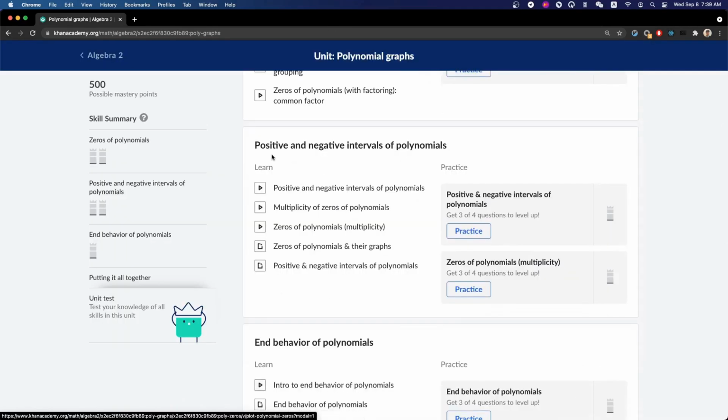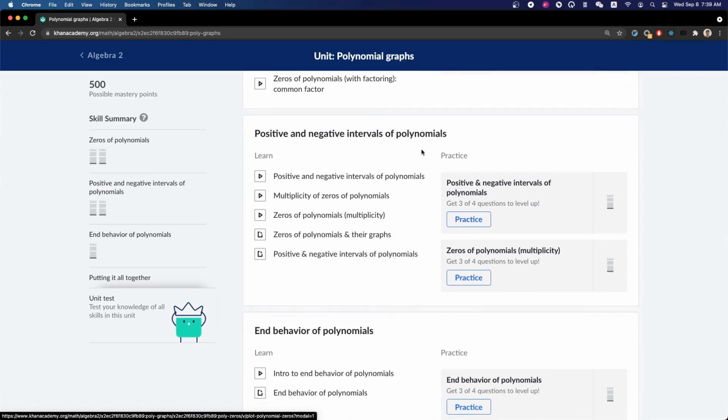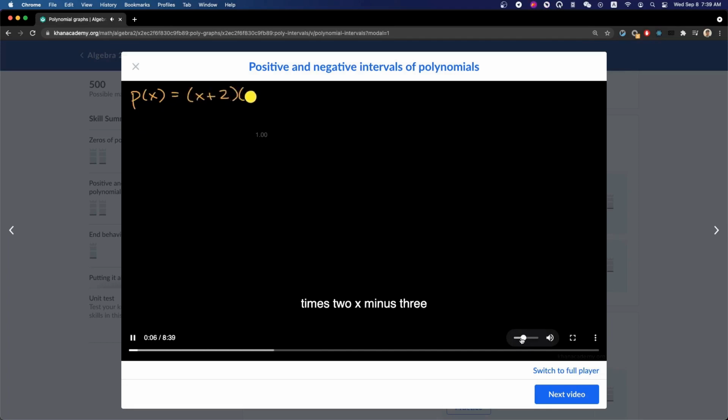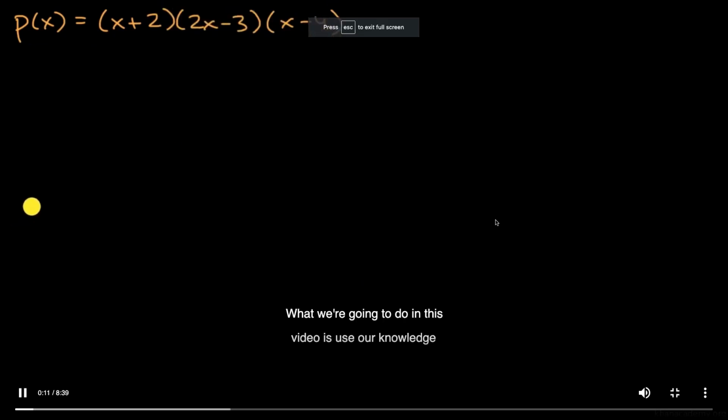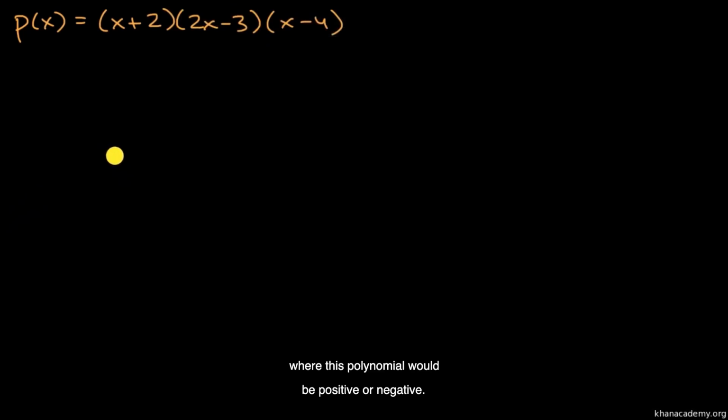Alright, then let's get into the next part. Positive and negative intervals of polynomial. What is that? Let's say that we have the polynomial expressed in factored form. It is x plus 2 times 2x minus 3 times x minus 4. What we're going to do in this video is use our knowledge of the roots of this polynomial to think about intervals where this polynomial would be positive or negative. And the key realization is that the sign of a polynomial stays the same between consecutive zeros.